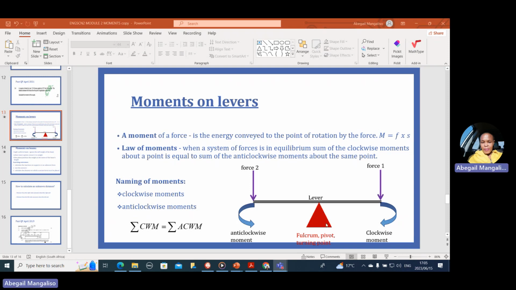Now, this takes us to the law of moments. This law applies when we have more than one force acting on an object. It states that when a system of forces is in equilibrium, the sum of clockwise moments about a point is equal to the sum of the anti-clockwise moments about the same point. So the moment of this force about this point will be equal to the moment of this force about the same point if this is in equilibrium.